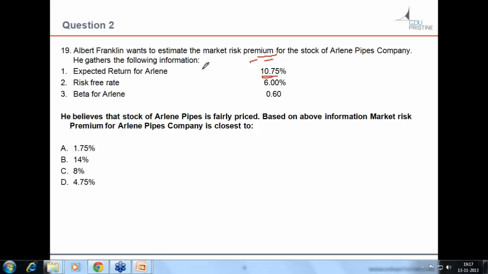It's only the mistakes which we make, and some important questions where we can score and can clear the exam. So you see that Albert Franklin wants to estimate the market risk premium. It's clearly in the question. Initially, it's mentioned. They want to estimate the market risk premium. In the previous question, it was mentioned at the last.